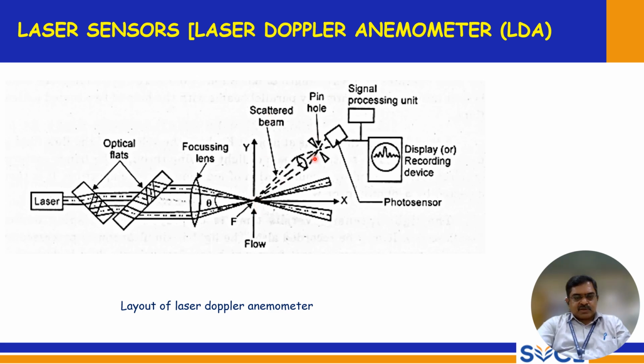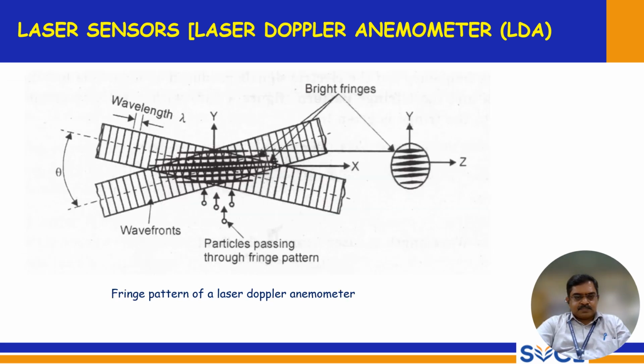Here this is a pinhole, and this is the x direction. Through the pinhole the signal goes to the signal crossing unit, and then to the oscilloscope, where the waves can be recorded. So this is a simple arrangement of LDA, the laser Doppler anemometer. This is just the layout, and the fringes we can see in the next slide.